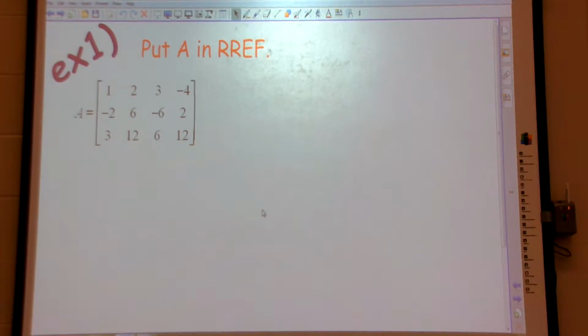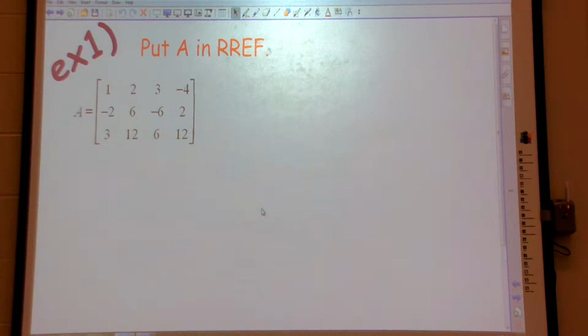Remember, first thing I need a 1 in the first column, and then I need to create zeros, correct? So looking in the first column, I already have a 1. Yay! Done. So I need to work on making these be zeros. Let's work on this one. Use your 1. What would it have to be in order for that to cancel and be 0?